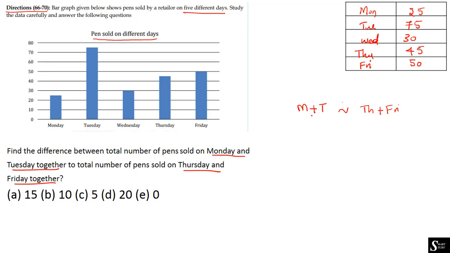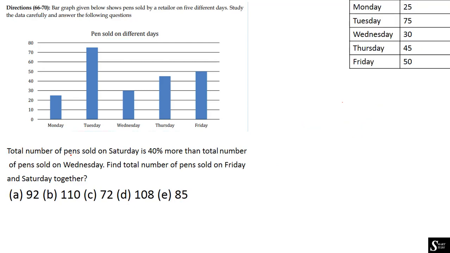So the total number of pens sold on Monday and Tuesday are 25 and 75, that is 25 plus 75 is equal to 100. Thursday it is 45, Friday it is 50. So 45 plus 50 is equal to 95. So 100 minus 95 is equal to 5. That is nothing but option C, which should be the answer for this question. Let's check out the next one here.